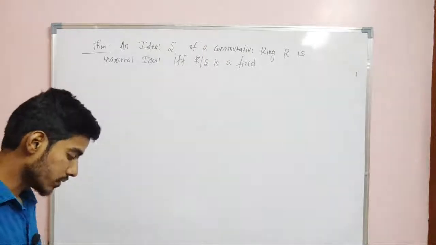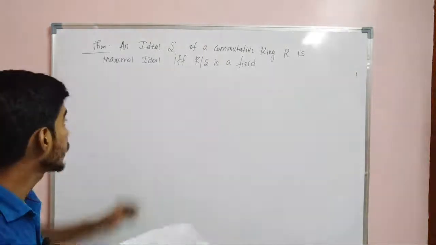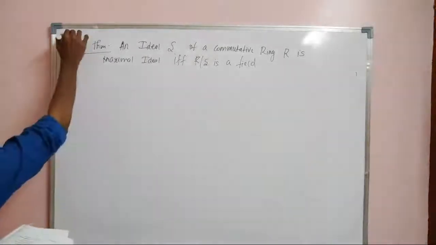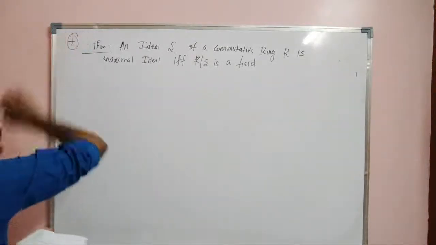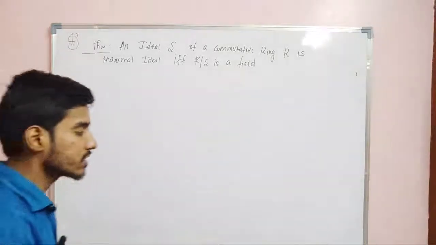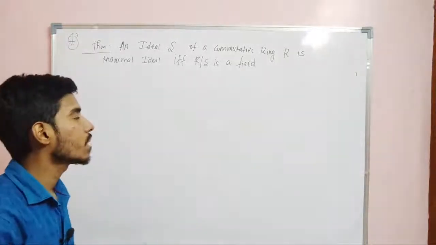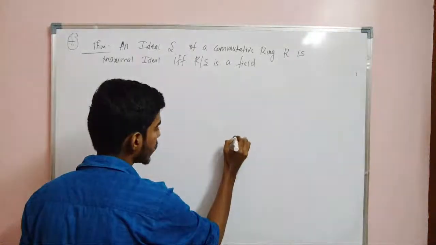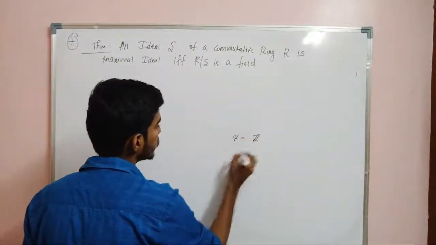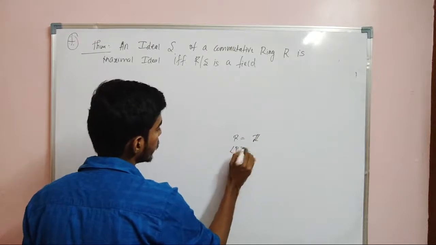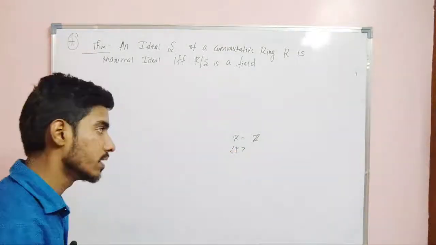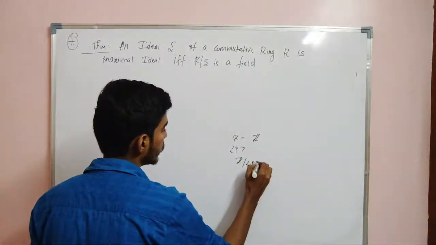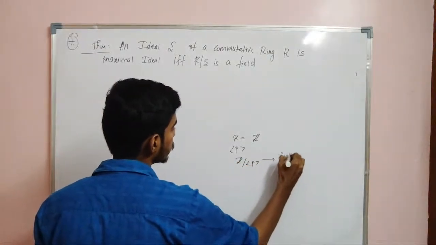Now we will assume that it is a maximal ideal, and then prove that R by S is a field. It's a very important theorem, an important characterization for maximal ideals. So whenever you need to check whether an ideal is a maximal ideal, you just form the quotient ring R by S. For example, in the previous problem, we took R to be the integers, and we proved that P is a maximal ideal. Then you just form the quotient ring Z by P, and this will be a field, right?